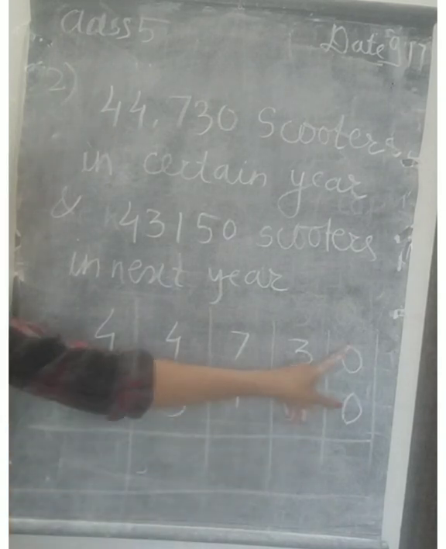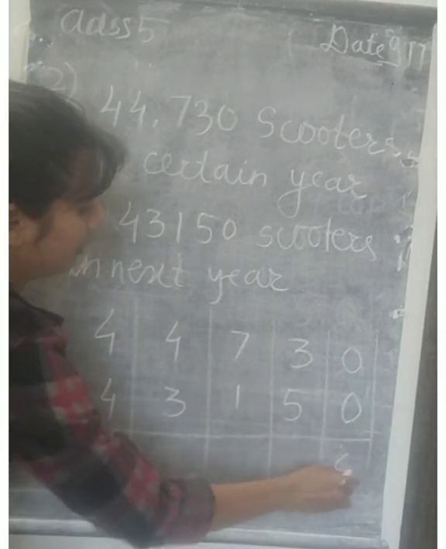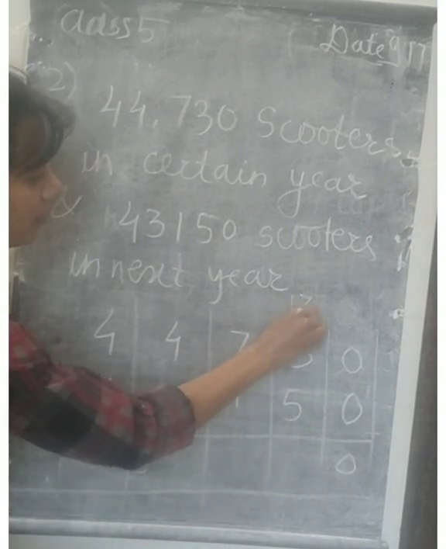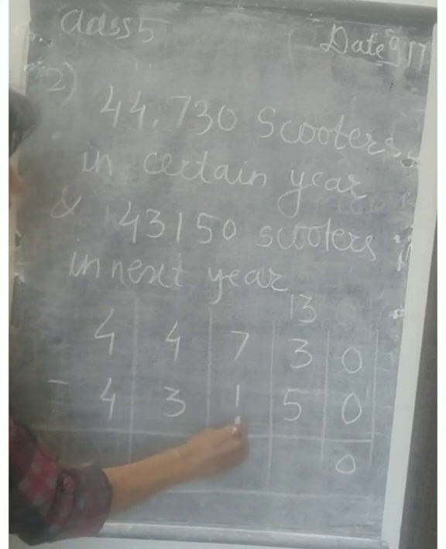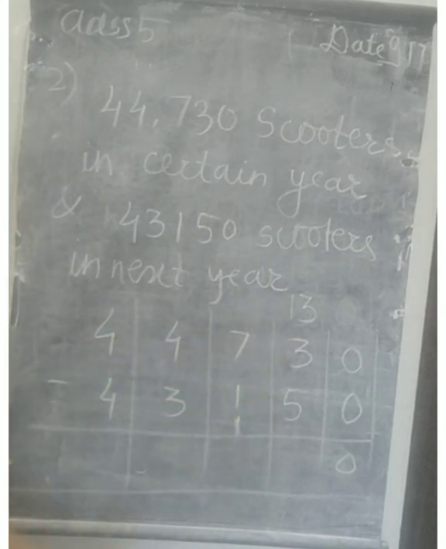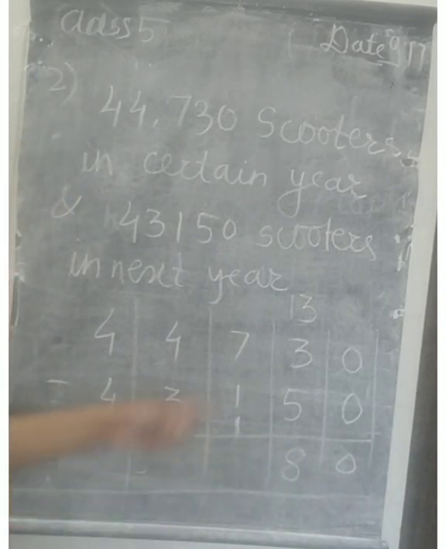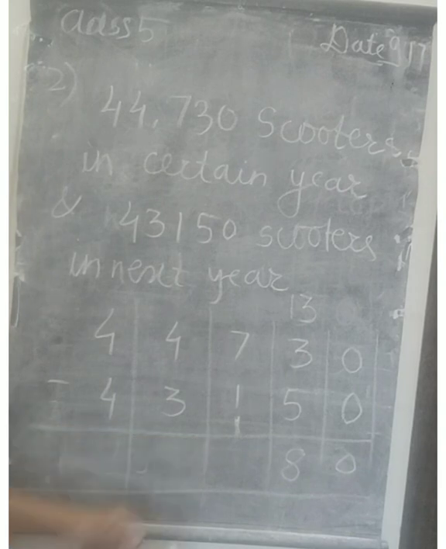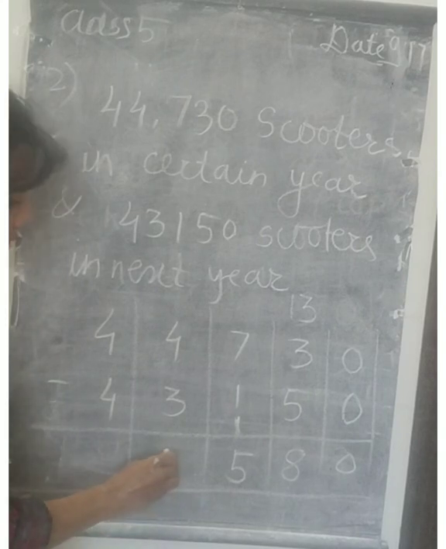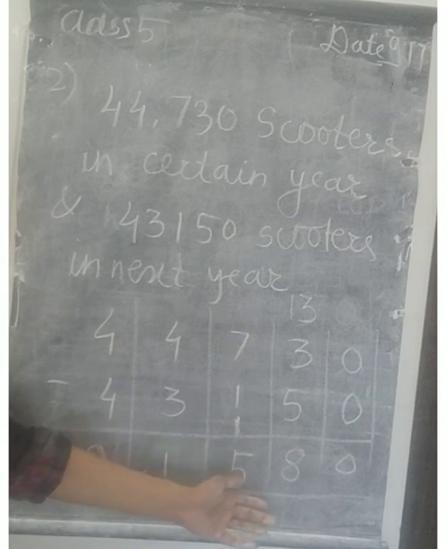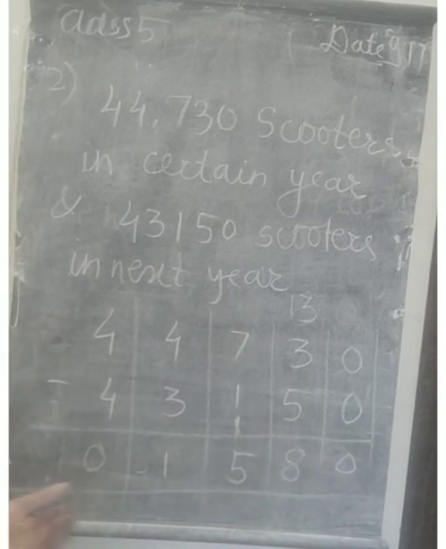Okay, 0 minus 0, we get 0. 3 minus 5 is not possible, so we are going to borrow 1 and we are going to return 1. Okay, so 13 minus 5 will give you 8. 7 minus 2 will be 5. 4 minus 3 will be 1 and 4 minus 4 is 0. So that means 1,580 more scooters they produced in the previous year.